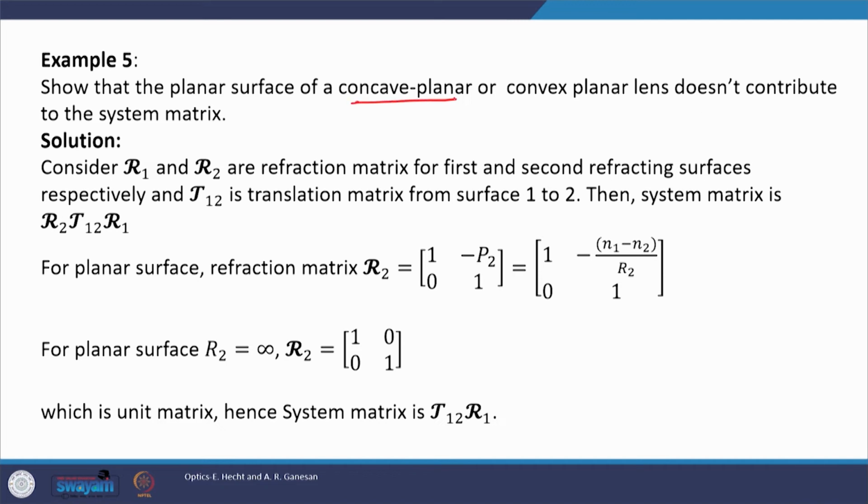The question talks about two lenses, concave planar and convex planar. Now, what is concave planar and convex planar? One surface is like this, the other is like this. This is one kind of lens. One surface is like this, the other is like this. This is the second kind of lens. This is convex planar and this is concave planar. These are the two types of lenses which the question talks about.